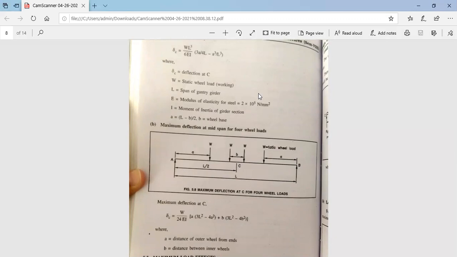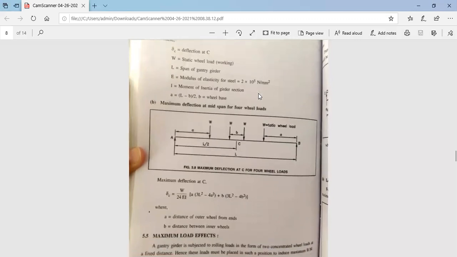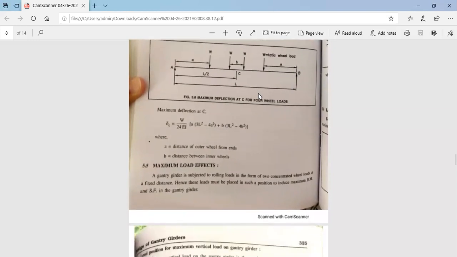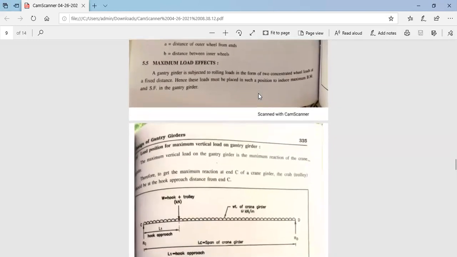Second is the maximum deflection at mid span for the 4-wheel load. The first case is for the 2-wheel load and the second case is for the 4-wheel load. Here the maximum deflection at C, delta C, is equal to W by 24 E I, in bracket A in bracket 3L square minus 4A square plus B in bracket 3L square minus 4B square. Here A is the distance between the outer wheel from the ends and B is the distance between the inner wheels.